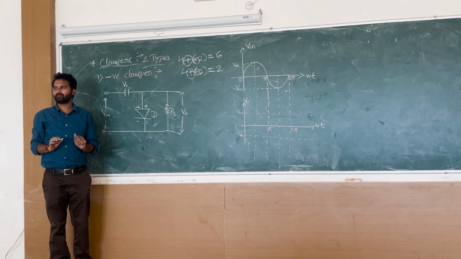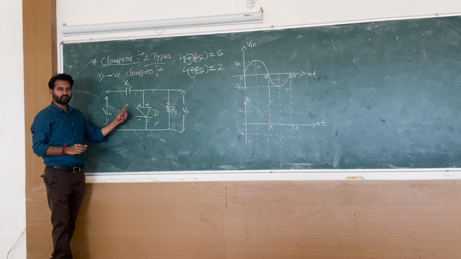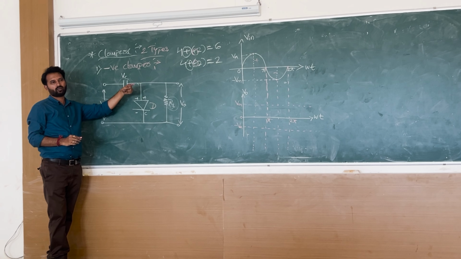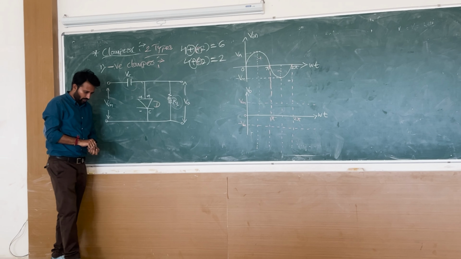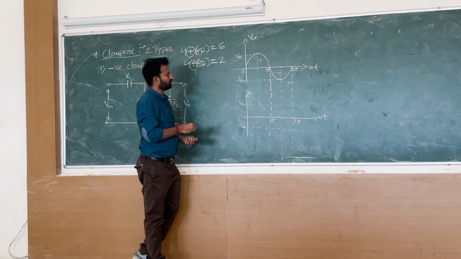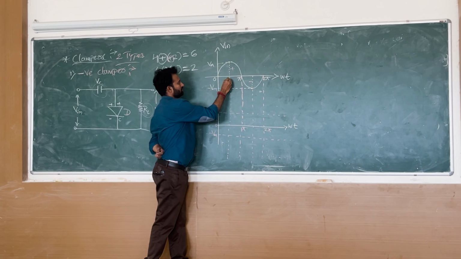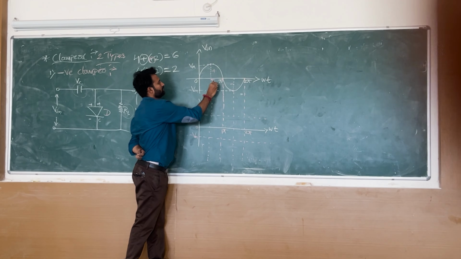Understandable? Now let me explain how this negative clamper will work. Let me go to the operation. What will happen? Focus here, during the first quarter, what I am telling?